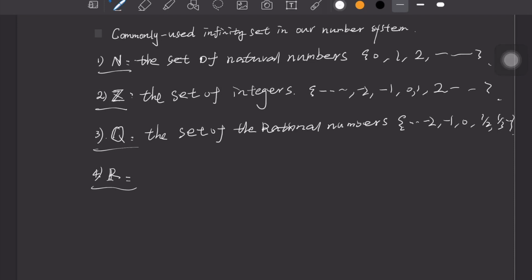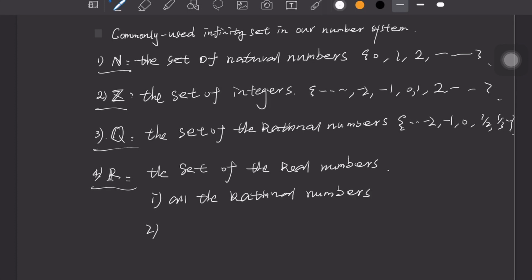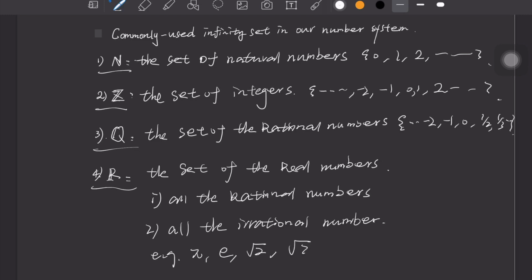And the final one is the set of real numbers, which includes all the rational numbers and also the irrational numbers such as pi, e, square root 2, square root 3, and etc.